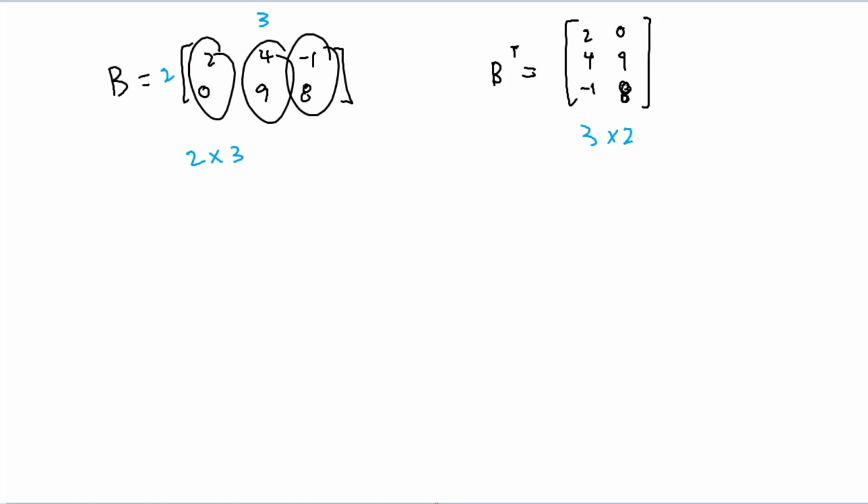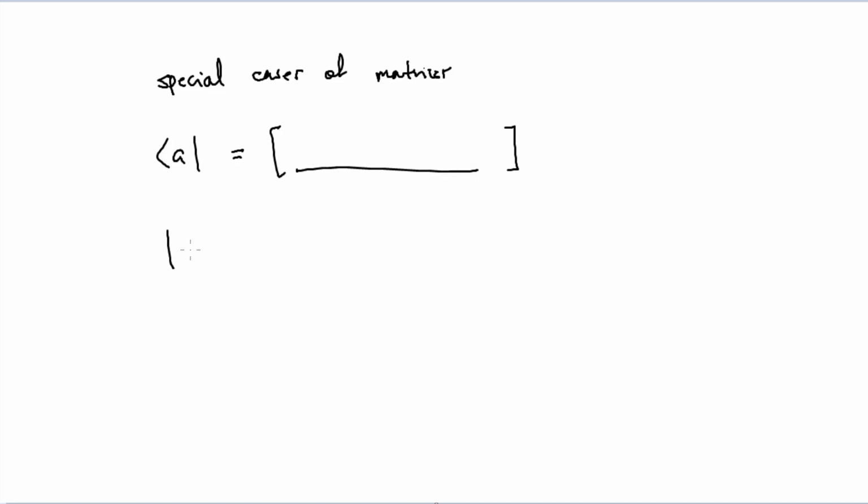Now let's consider what this means in the case of bras and kets. Keep in mind that bras and kets are essentially vectors, either one column or one row, and they are special cases of matrices. Your bra vector A is defined as being some single-row matrix, whereas your ket vector A is essentially just a single column, right?